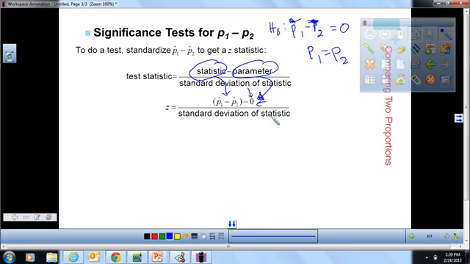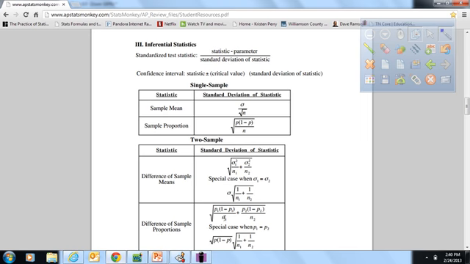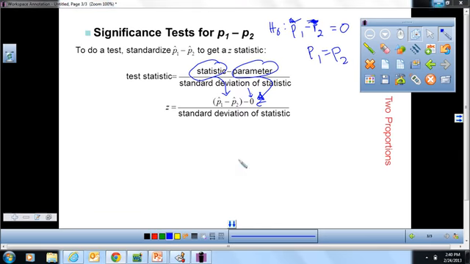Then you're going to have to divide it by the standard deviation of the statistic. Your green sheet tells you what the standard deviation of the statistic is. Here's the formula right here off of your green sheet. Here's the formula that I'm following to get a standardized test statistic, this value right here. So there's no reason why you should get this wrong if you have your green sheet. You're just following a simple formula.